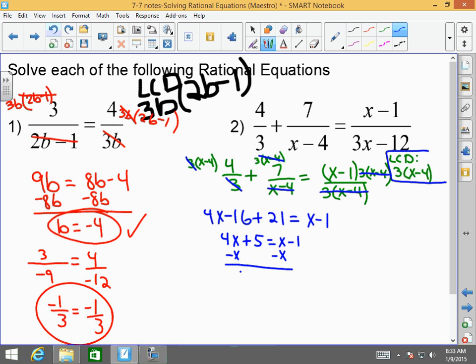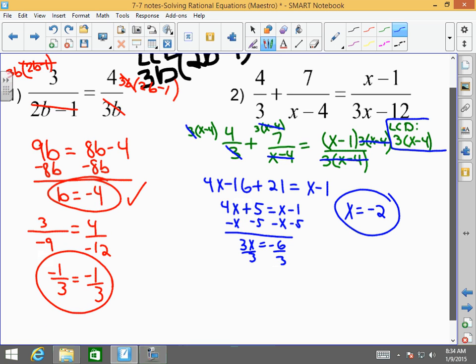Subtract the x, good man. 3x, and then subtract 5 equals negative 6. Excellent. Divide by 3. So x should equal negative 2. Okay? But we've got to check here. All right? So let's check.